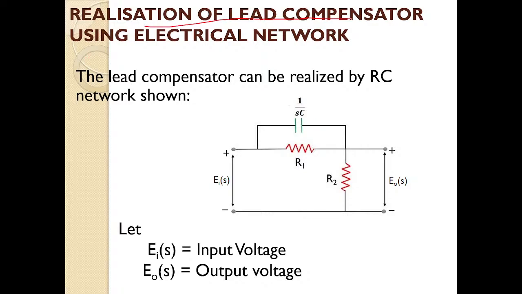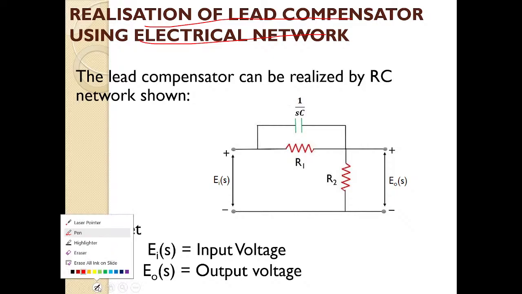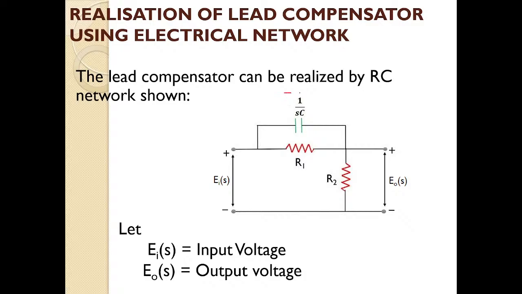Now let us see the realization of the lead compensator using an electrical network. Here we are taking an RC network to realize the lead compensator. Ei of S is the input voltage, E naught of S is the output voltage. Draw the diagram. I will give you a minute. Draw it with free hand as quickly as possible and inform.